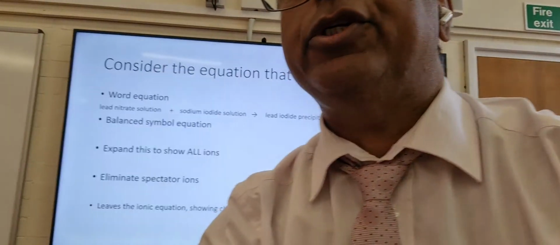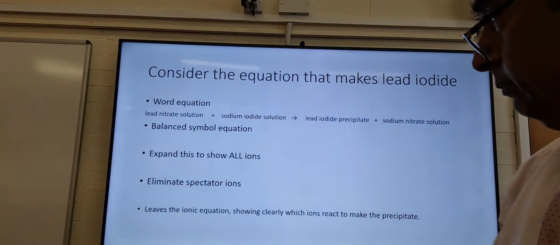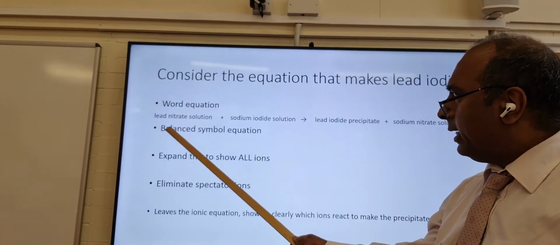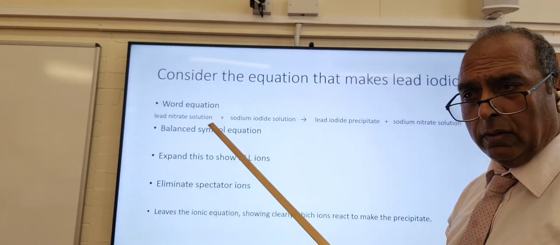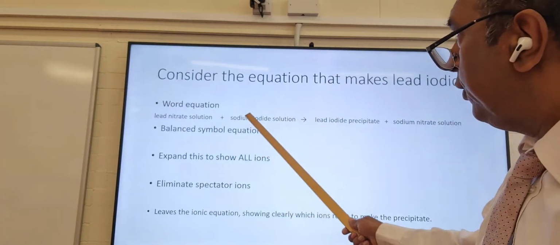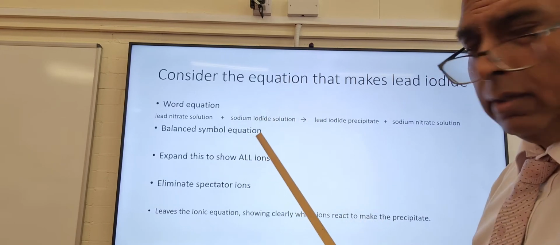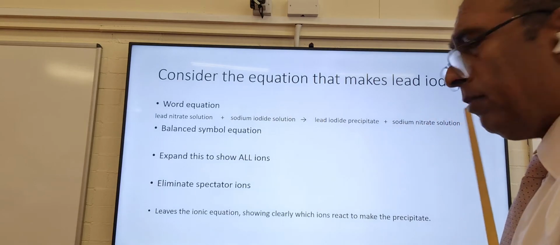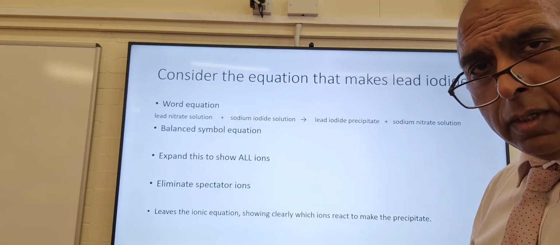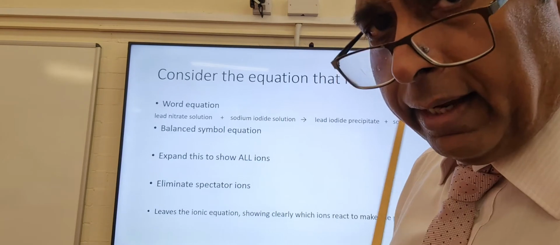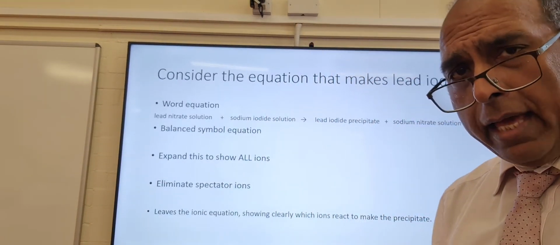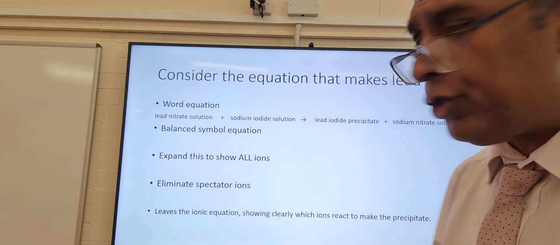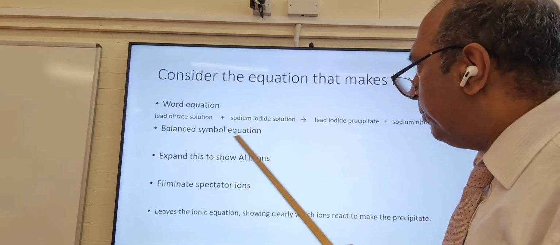That I'm going to discuss now in more detail. So, word equation: lead nitrate solution, to make that lead iodide, sodium iodide solution makes lead iodide precipitate and sodium nitrate solution. I hope you understand that as a word equation, because they're the chemicals we mixed to make that beaker I've just shown you. And what would the balanced symbol equation look like?